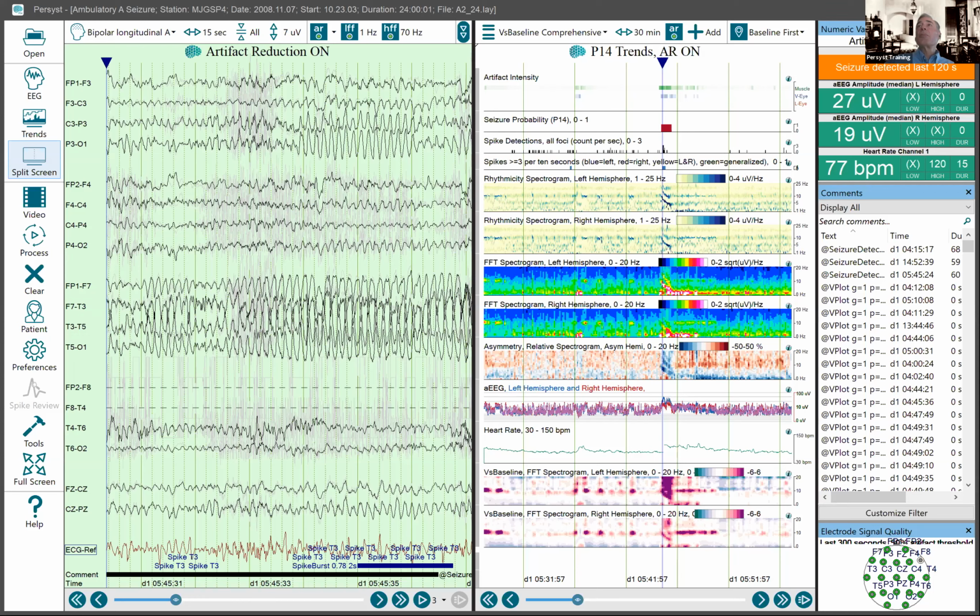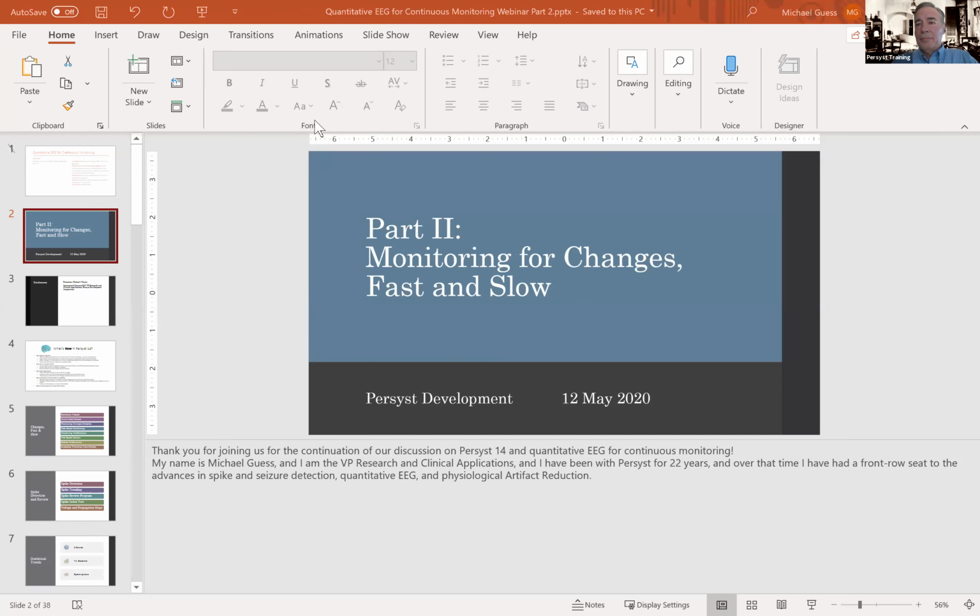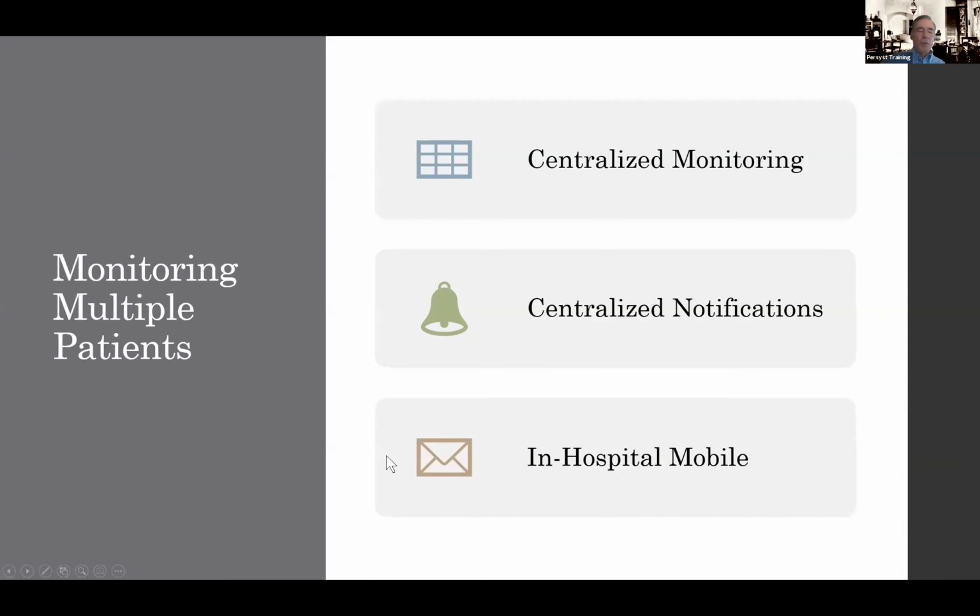I'm going to switch the display to a new share and go up to that. Okay, here we go. We're back into this. Now, we went through and looked at using the trends in a way where we're using all of them to complement each other, giving us information about the underlying EEG.